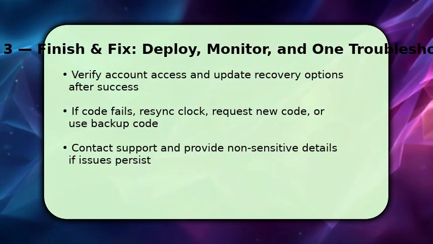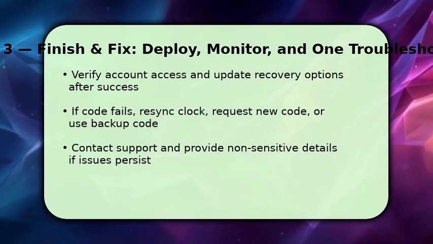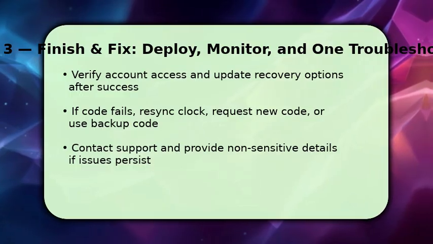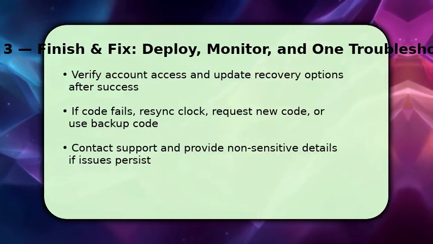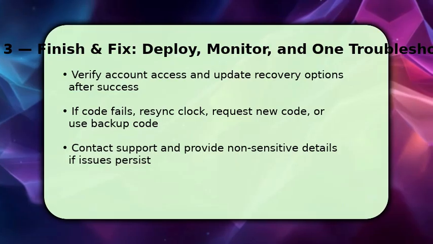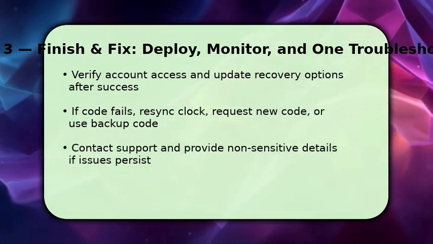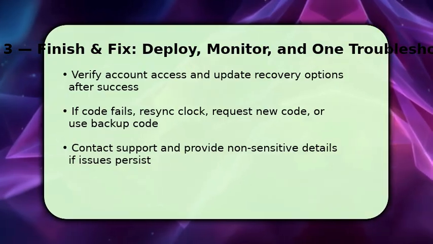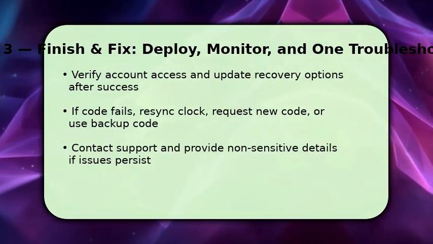You wrap up by confirming account access and reviewing recovery options. Update phone, email, or backup codes if needed. If a code fails, first resync the device clock or app, then request a fresh code and try again. If time-based tokens keep failing, use a backup code and regenerate new backups when you regain access.